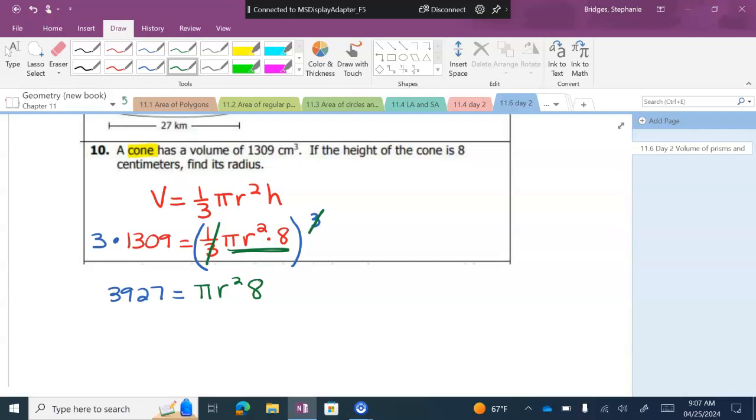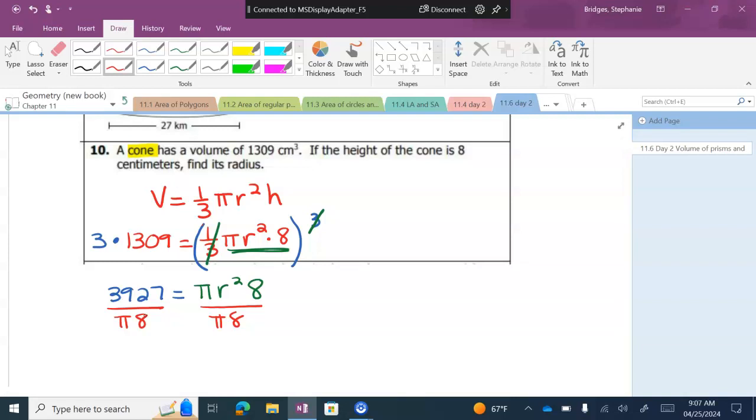What do I need to do to get r squared by itself? What do I need to get rid of that's next to r squared? Pi and 8. Both pi and 8 are being multiplied by my radius. So how do I undo multiplication? Division. So we're going to divide both sides by 8 pi, or pi 8, it doesn't really matter which way you do it. Would this be like a bonus question on the test? Something like that, yeah.